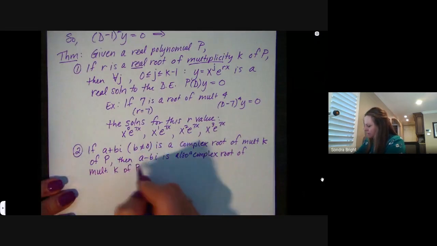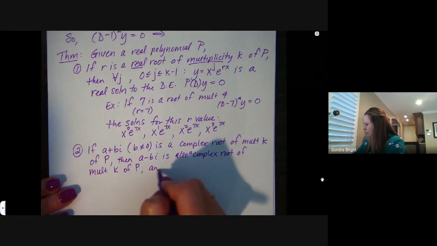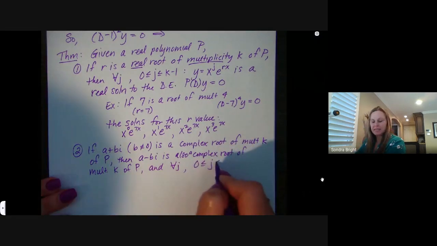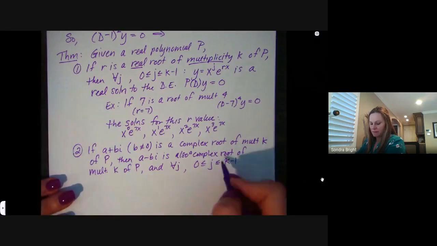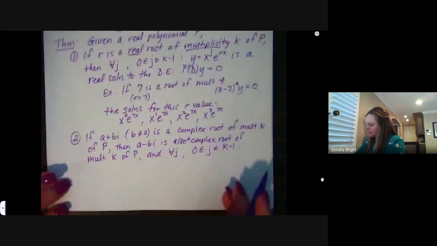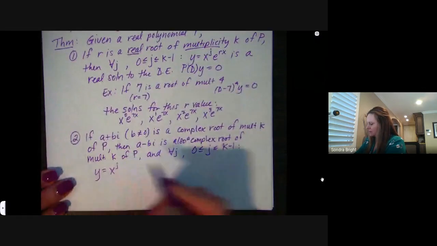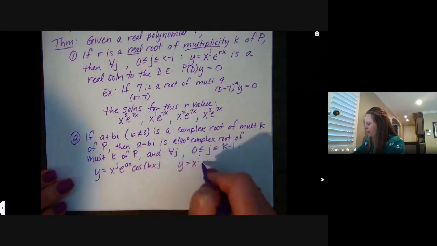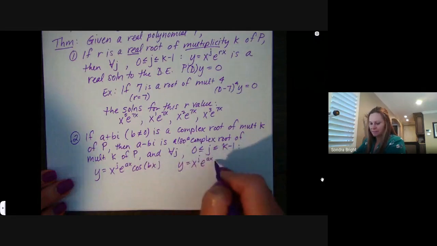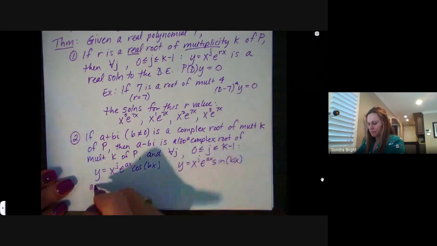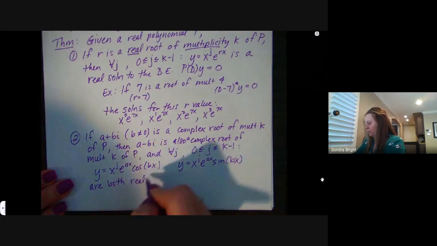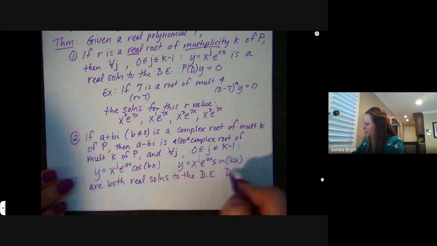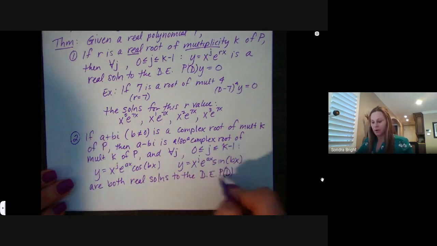All right. And for all j, where j goes from 0 until 1 less than the multiplicity, k minus 1, then y equals x to the j, e to the ax cosine of bx, and y equals x to the j, e to the ax sine of bx, are both real solutions to the differential equation p, the polynomial operator on y, is equal to 0.